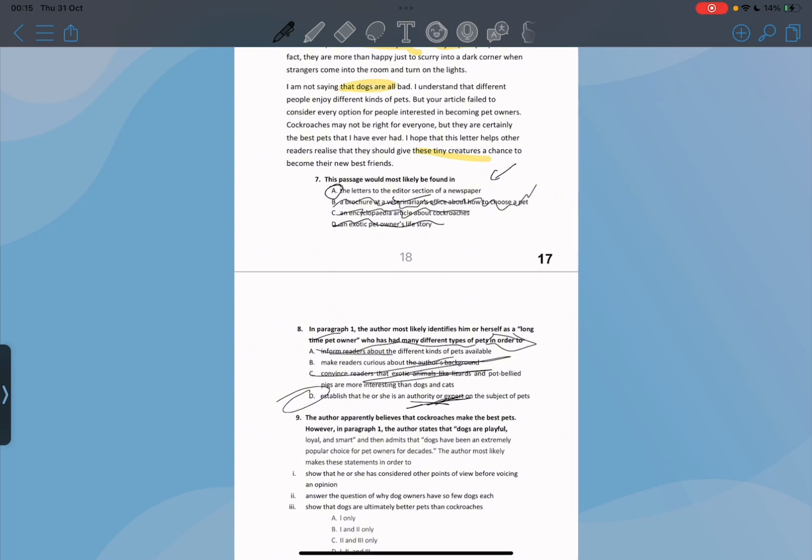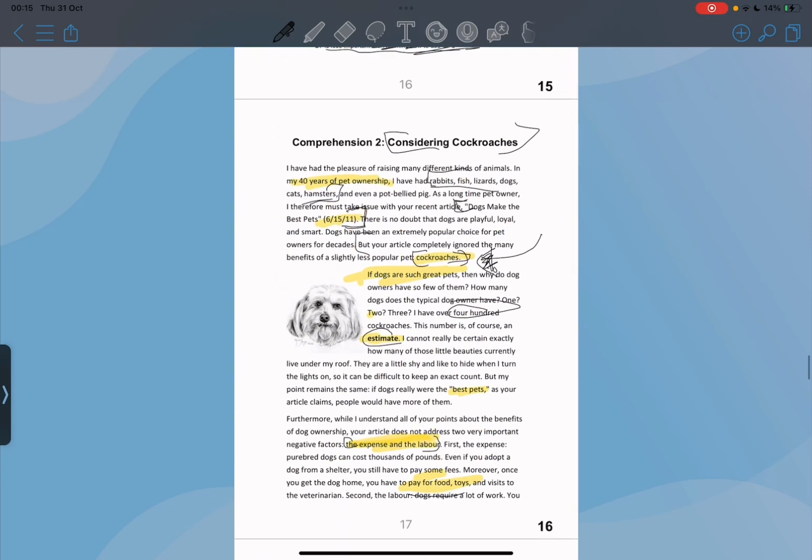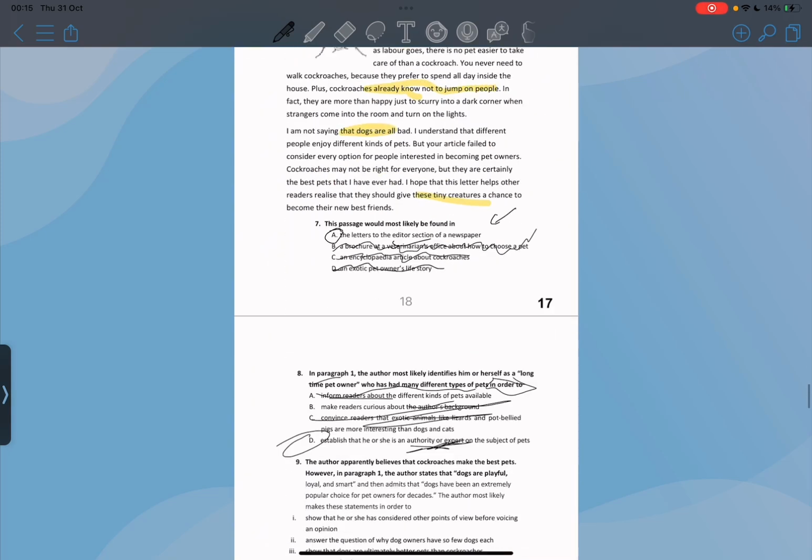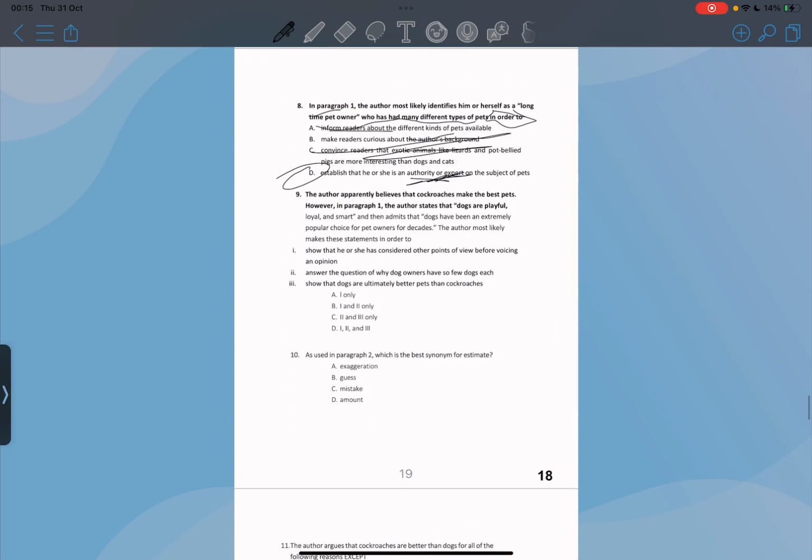So these are tough questions sometimes, because you really have to think about the reason why someone wrote this. Why would you mention that you've had all of these different pets when you're trying to convince someone that cockroaches are the best pet? Well, you're doing it because saying that you've had all of these different pets shows your experience. It shows that you've owned all of these different pets and figured out the best one, which is cockroaches. So exactly, it's establishing you as an authority, right?